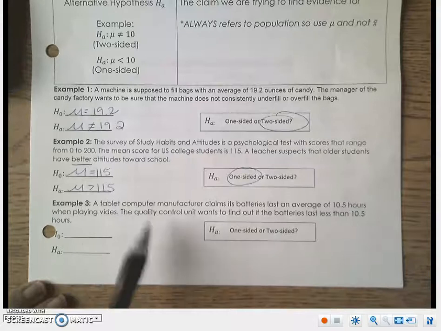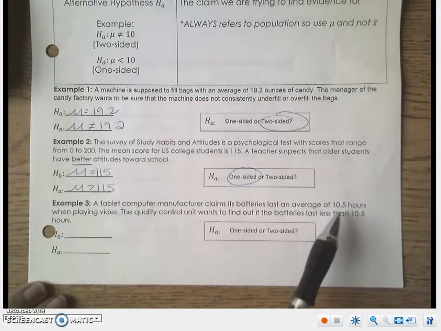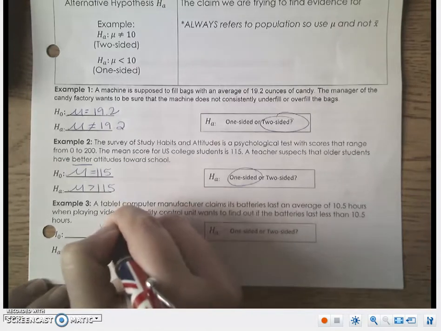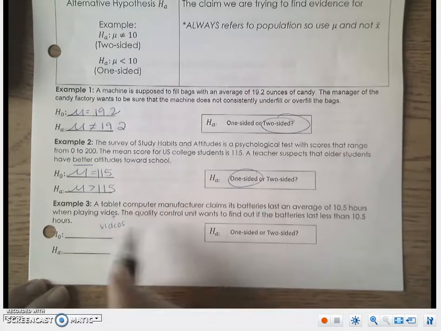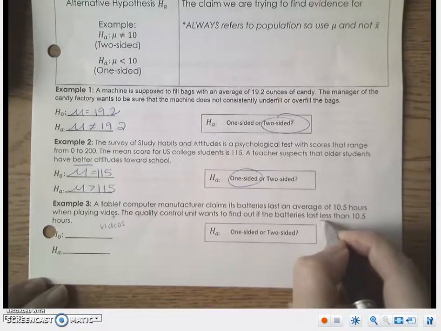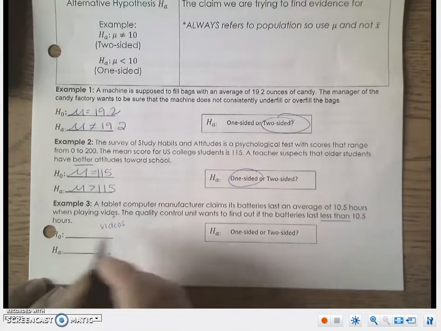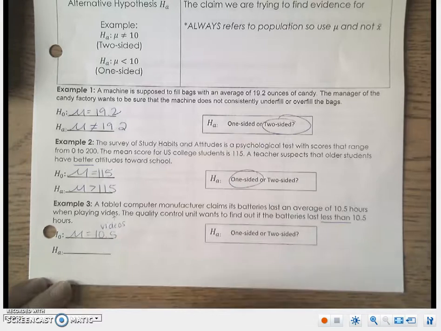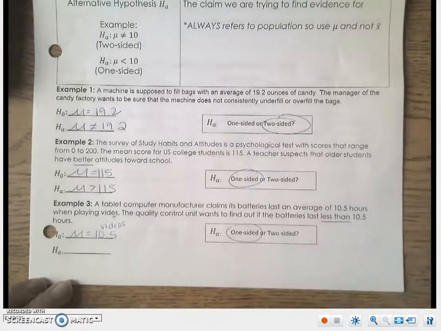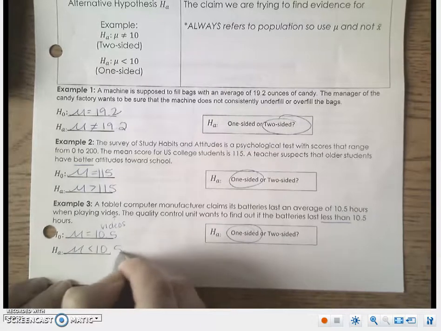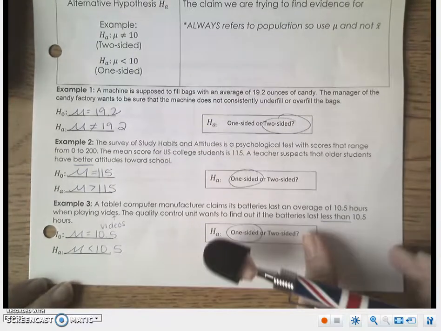The last example says that a tablet computer manufacturer claims its batteries last for an average of 10.5 hours when playing videos. The quality control unit wants to find out if the batteries last less than 10.5 hours. So my null hypothesis is that mu is equal to 10.5. My alternative hypothesis is one-sided because we are only testing if it's less than 10.5.